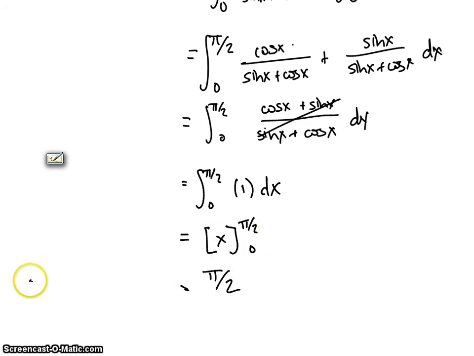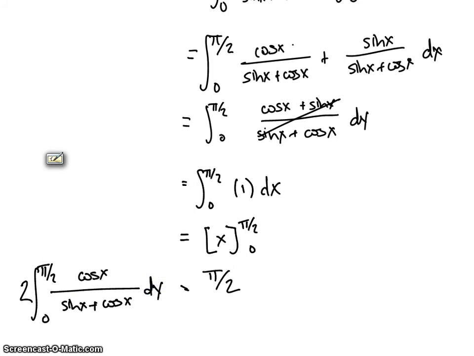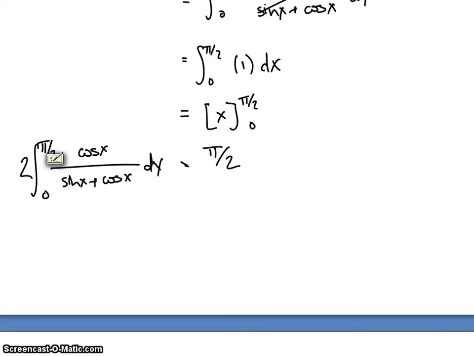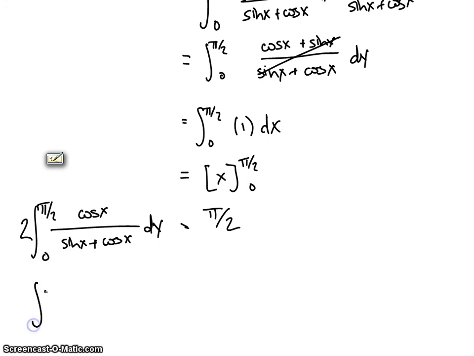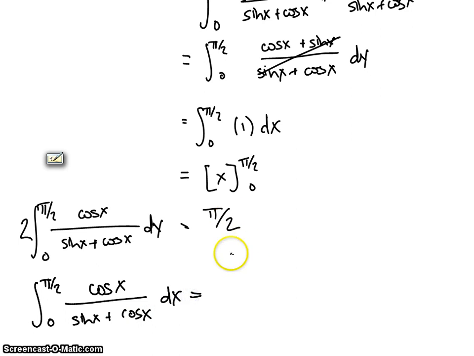But what is this? This is actually 2 times our first integral, right? Cosine x over sine x plus cosine x dx. So it's not our final answer. To get our final answer, the integral from 0 to pi upon 2 of cosine x over sine x plus cosine x dx is equal to pi over 2 divided by 2, which is equal to pi upon 4. And we are done.